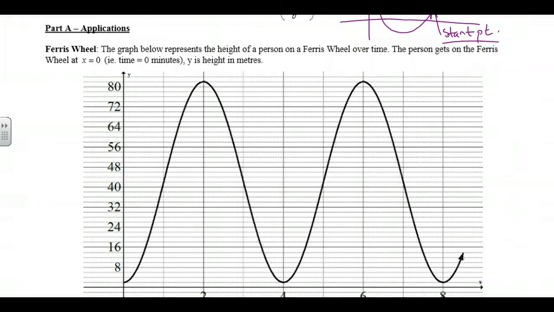So here's a Ferris wheel. The graph below represents the height of a person on a Ferris wheel over time. The person gets on the Ferris wheel at x equals 0. So at time 0, they get on the Ferris wheel, and they're the last one on. And then it starts up.